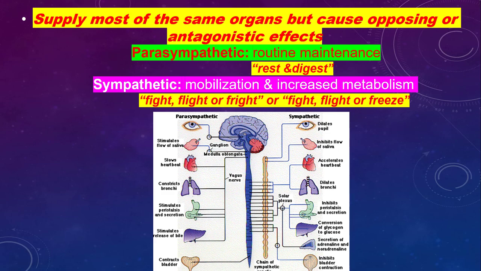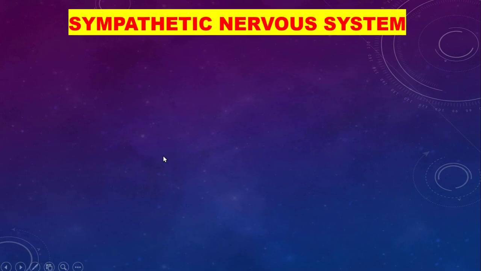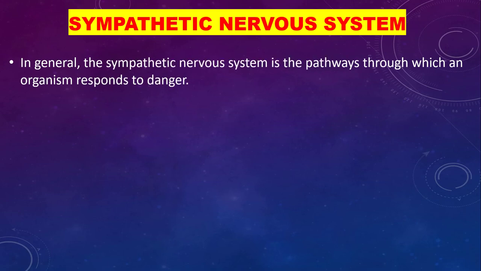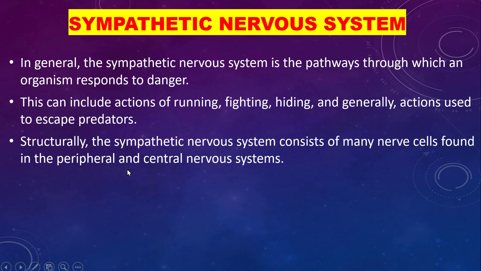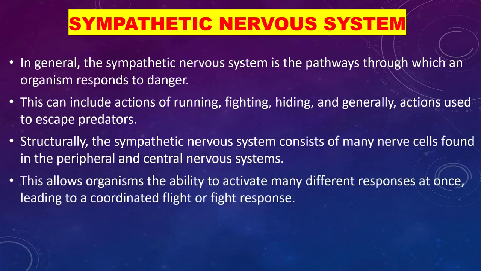In general, the sympathetic nervous system is the pathways through which an organism responds to danger. This can include actions of running, fighting, hiding, and generally actions used to escape predators. Structurally, the sympathetic nervous system consists of many nerve cells found in the peripheral and central nervous system. This allows an organism the ability to activate many different responses at once, leading to a coordinated fight or flight response.